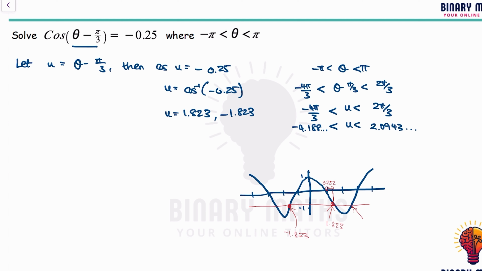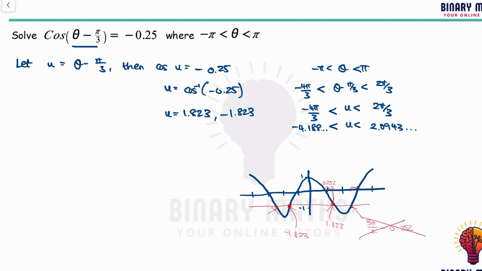Okay, because it's symmetrical, I know this must be 3 pi over 2 take away 0.252. Now you get a value of 4.46, which is outside the range, so we can't have that one. If that is 4.46, that is also negative 4.46. Again, that would be outside the range. So the only two solutions are 1.823 and negative 1.823.